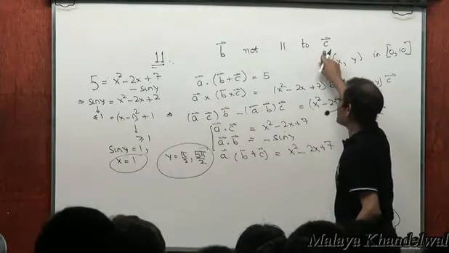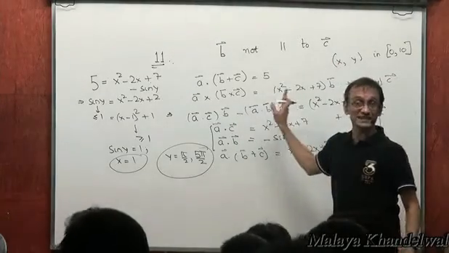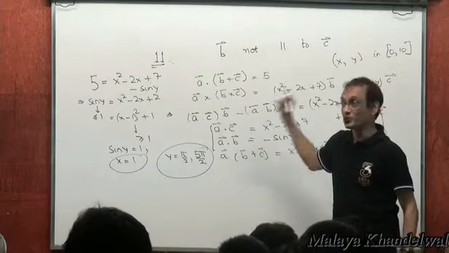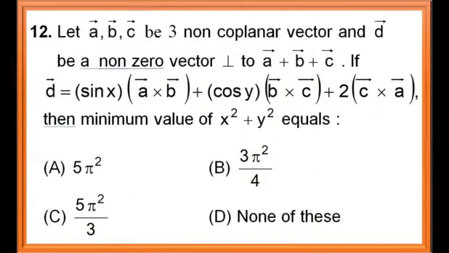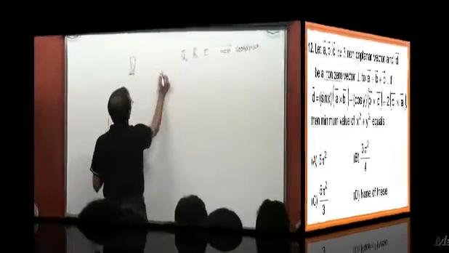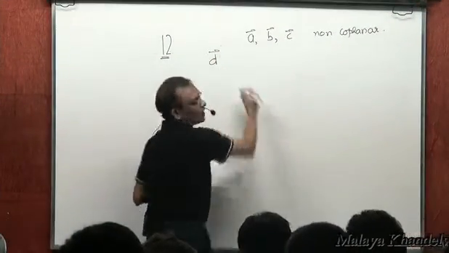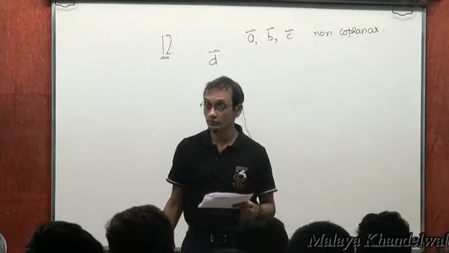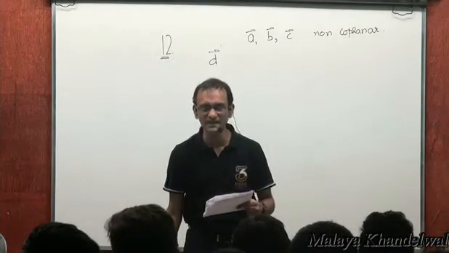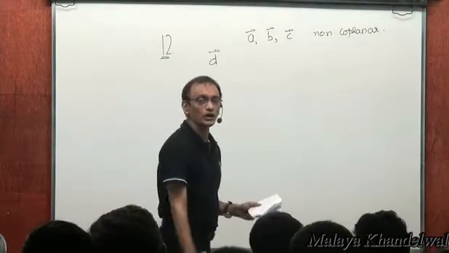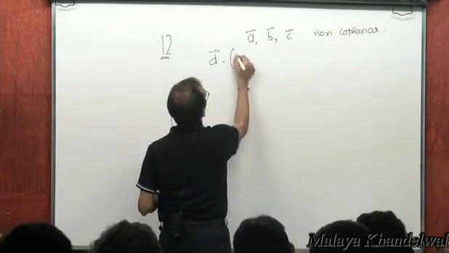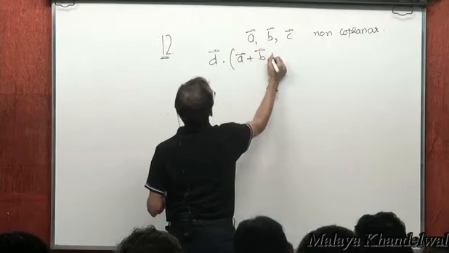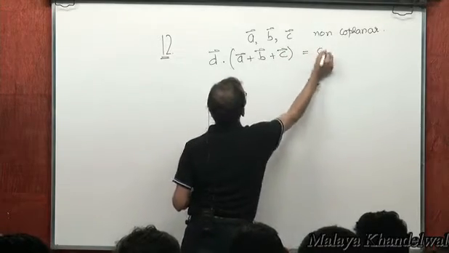If B and C were parallel, then I couldn't equate coefficients of B and C on both sides like I did, because they would be linearly dependent, right? And D is a non-zero vector perpendicular to A plus B plus C, that's given in the problem. That means D dot (A plus B plus C) is 0, because D is perpendicular to A plus B plus C.